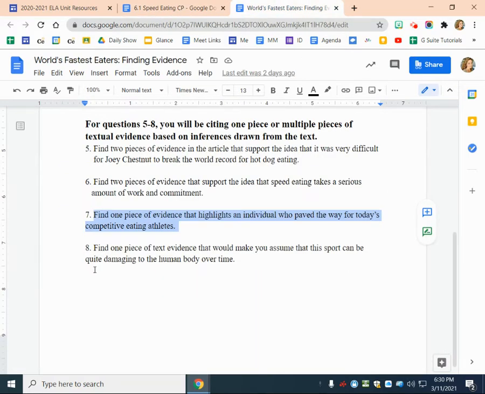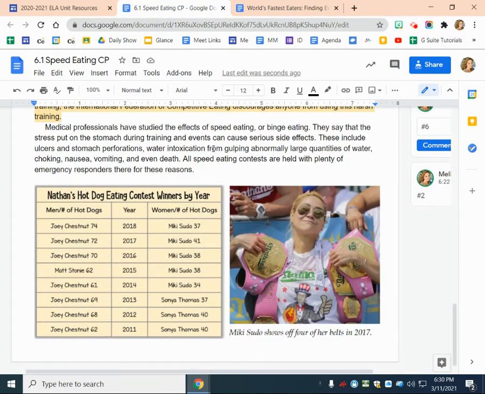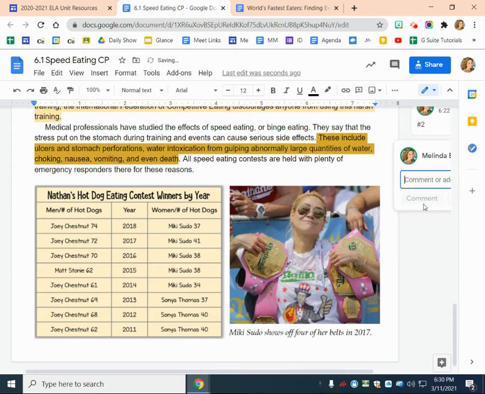Yes. And then the last one, it says, find one piece of text evidence that would make you assume that this sport can be quite damaging to the human body over time. And I clearly remember that at the end, because it was kind of disturbing, what was happening to these people, what could happen to them. It says the serious side effects, the last 2 sentences, they include ulcers, stomach perforations, water intoxication, choking, nausea, vomiting, and even death. Actually, that sentence probably would be just enough. We're going to highlight just that second to last sentence, and that will be our 8th piece of evidence for this article.